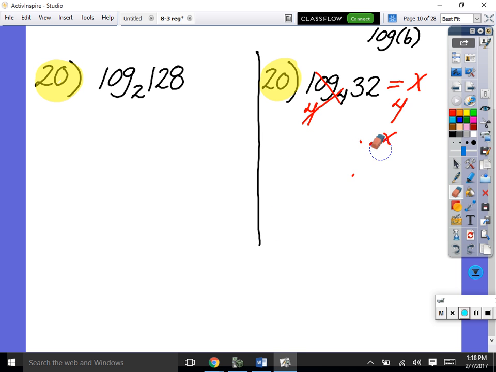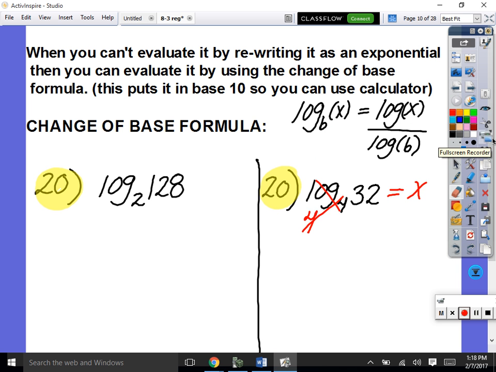So that's when we would use the change of base formula, which is this. The change of base formula is a way to rewrite log to any base of x as base 10. So we can take this log to the base b of x and rewrite it in its equivalent form, in the same base, base 10. So if we have log to the base b of x, you can rewrite it as log of x divided by log of b.